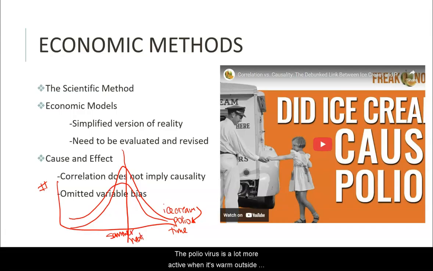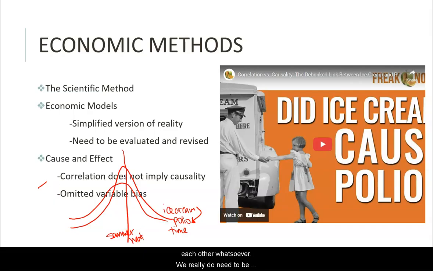The polio virus is a lot more active when it's warm outside, and people are eating a lot more ice cream when it's warm outside. So the summer is causing higher ice cream consumption, and the summer is causing more polio viruses. And really, ice cream and polio have nothing else to do with each other whatsoever.